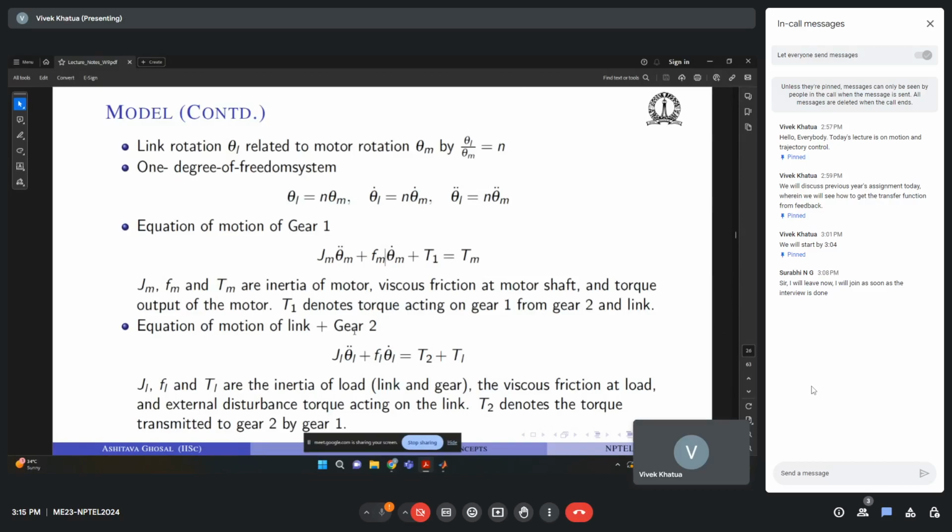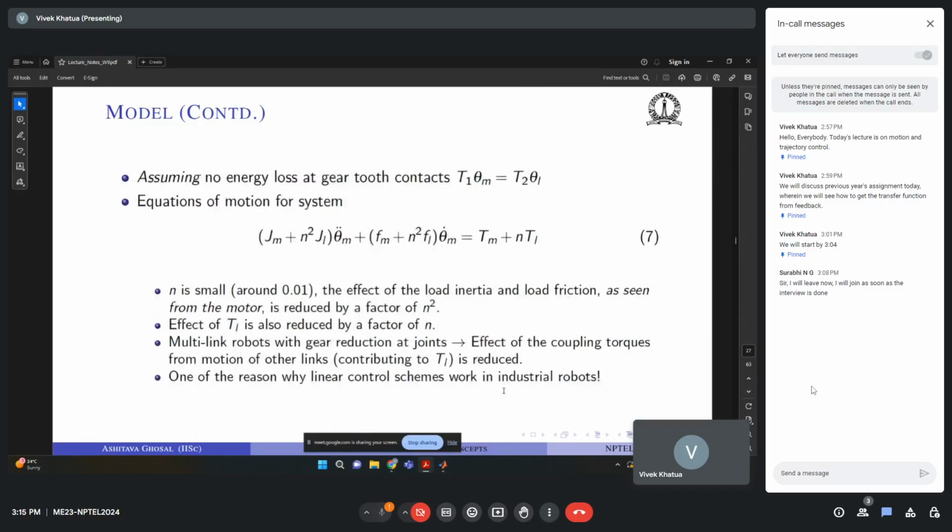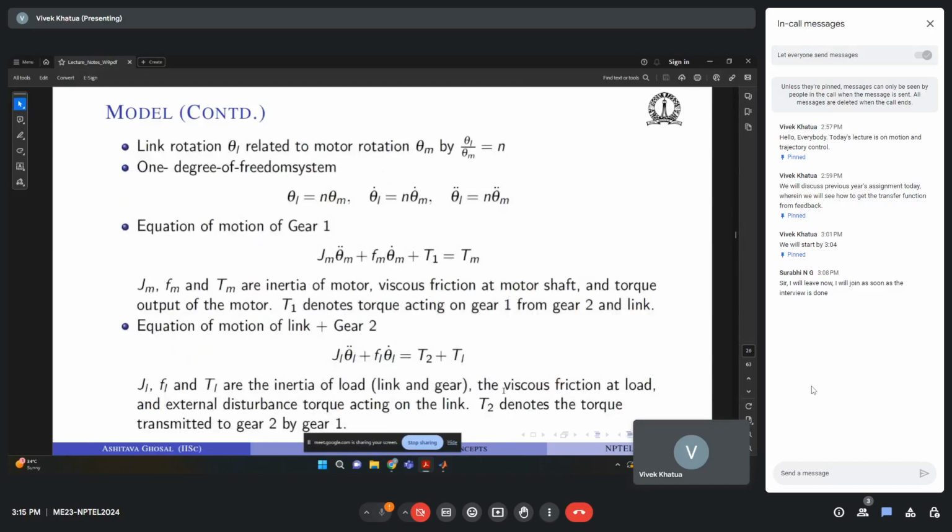You can see this is for the second link. This is the equation for the second link where the torque is applied onto the first link, because they are serially mounted. Oh, okay, one second. The one denotes the torque acting on gear 1 from gear 2 and the link. Okay, there are two gears, I guess.